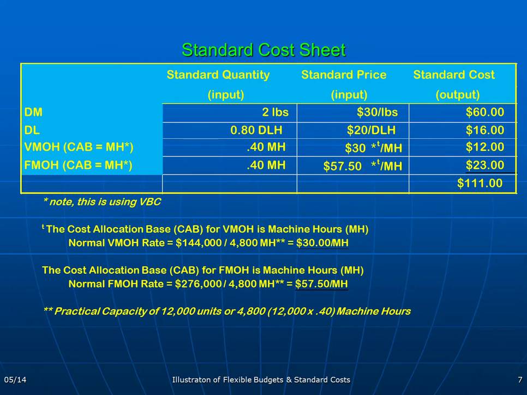So in this problem, what is our cost of goods manufactured using standard costing? It's 10,000 units times $111. What's our cost of goods sold, assuming we sold all 10,000 of those units? We had sales of 10,000 units. It would be 10,000 units times $111.